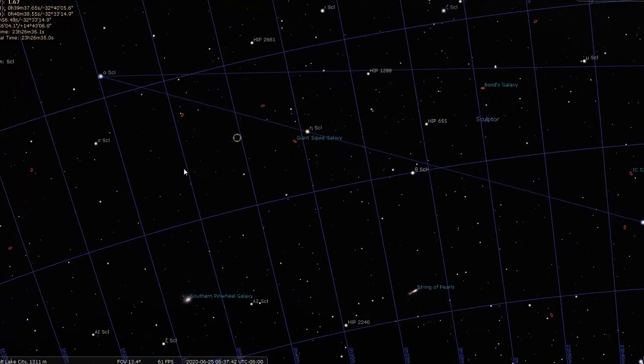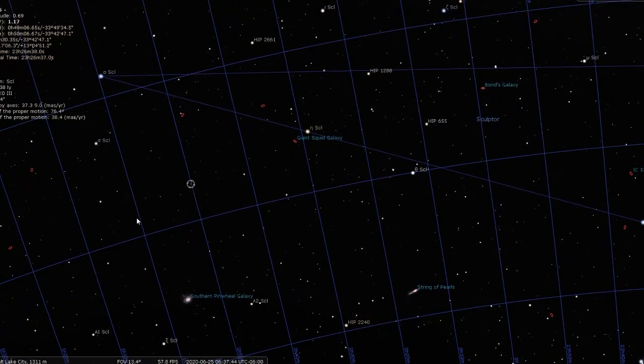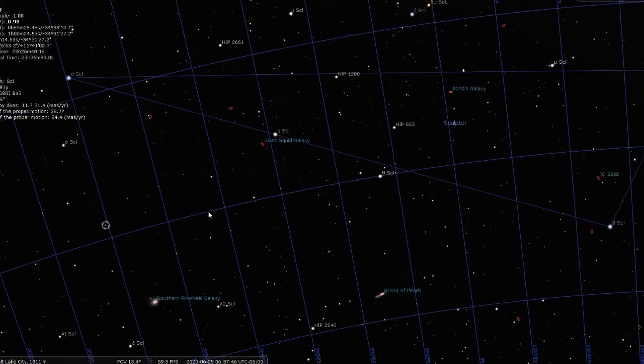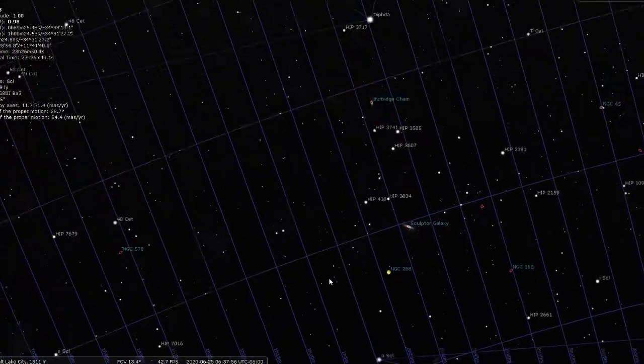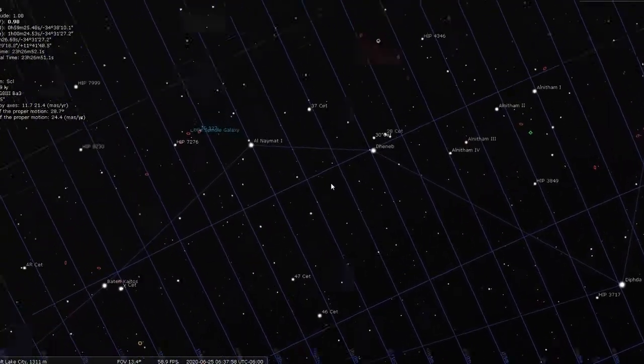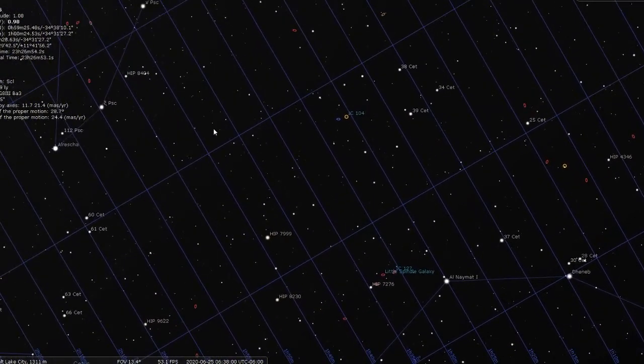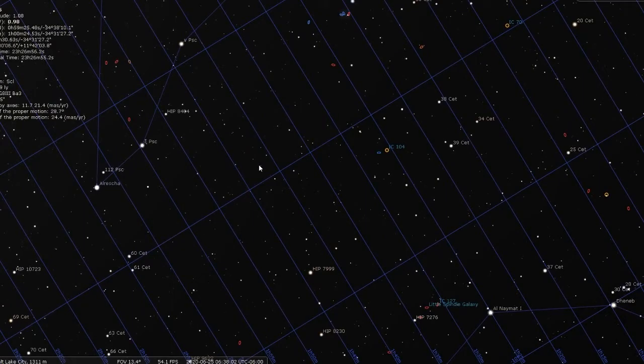And so you can kind of count along these lines. If somebody's like, okay, I have this weird object, it is at 0 hours 15 minutes and positive 35 degrees, you can actually use this whole grid system to be able to find it and look at that object.